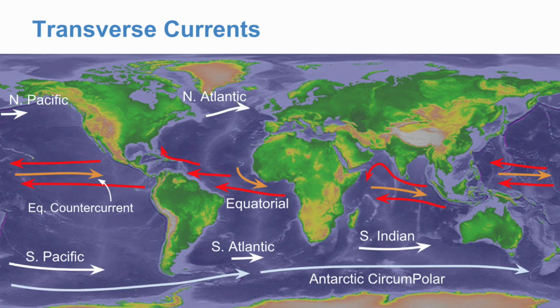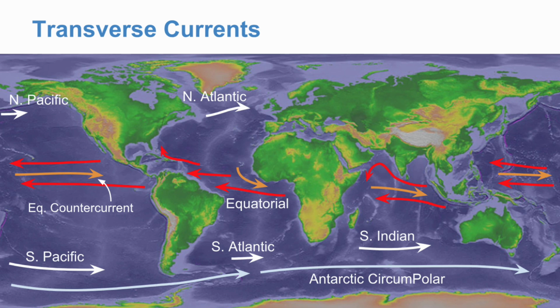Finally, we have our transverse currents, and each of the ocean basins has a north and a south Pacific current, a north and a south Atlantic current, and finally a southern Indian Ocean current. And then at the equator we have the equatorial currents and the equatorial countercurrents. These go in the different direction, and we'll talk about those when we get into our discussion about El Nino and La Nina. Finally, circling Antarctica is this Antarctic circumpolar current.